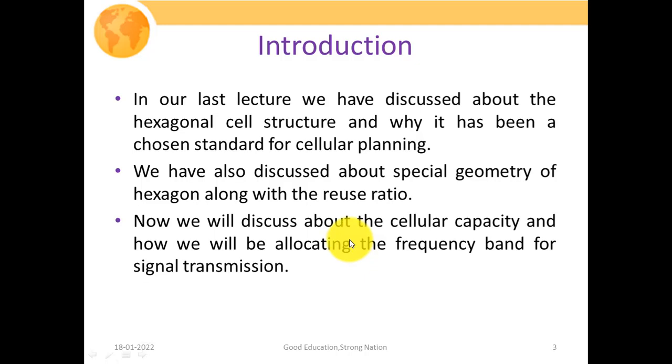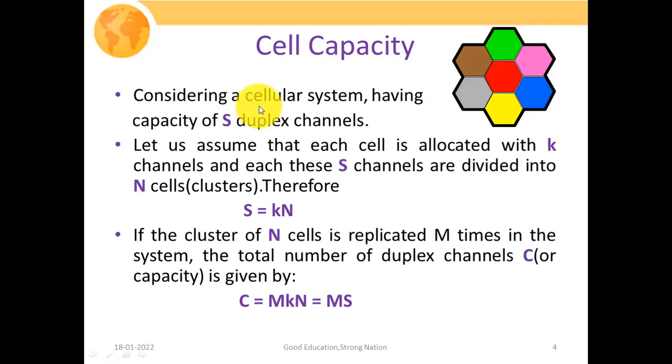So now in this particular lecture, we are going to discuss the cellular capacity, which is nothing but the maximum number of calls supported by any communication system at any given time. And we will also discuss various frequency band or channel allocation mechanisms. So cell capacity, as we have already discussed, is the maximum number of calls supported by any communication system per unit time. So this would be called your cellular capacity.